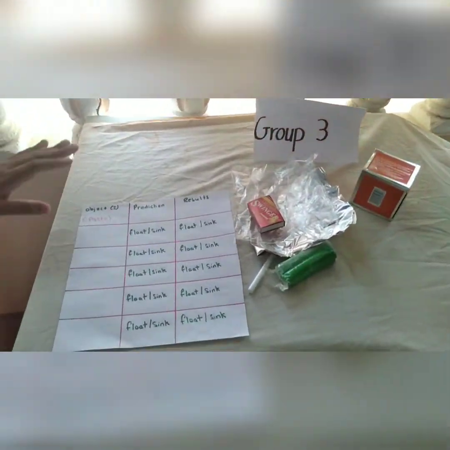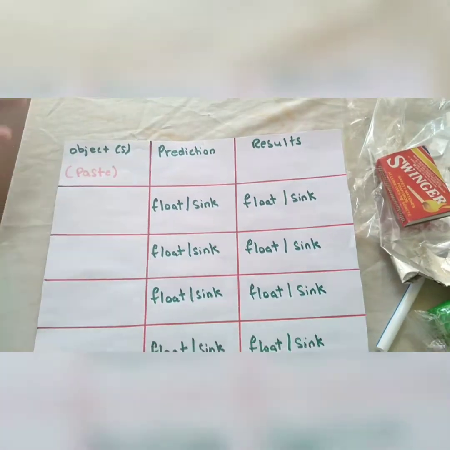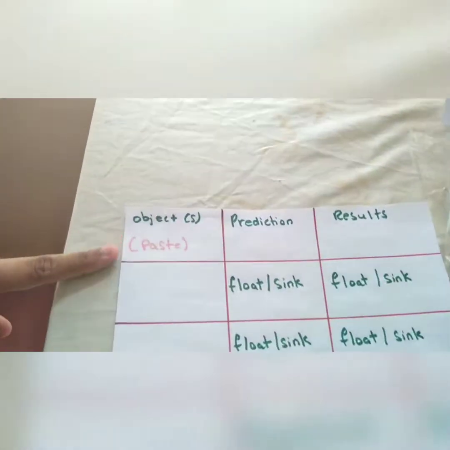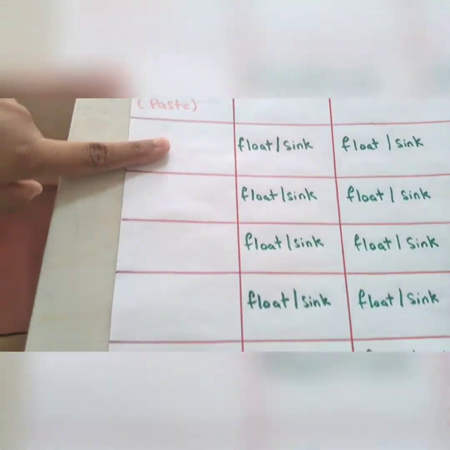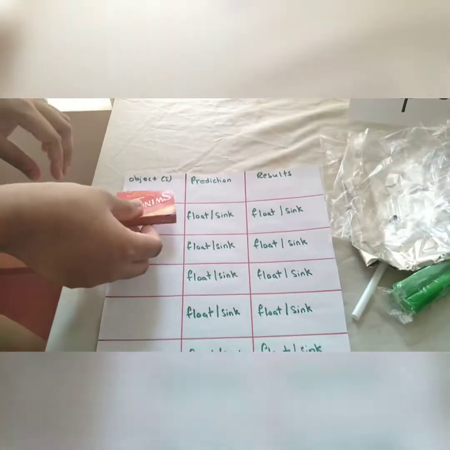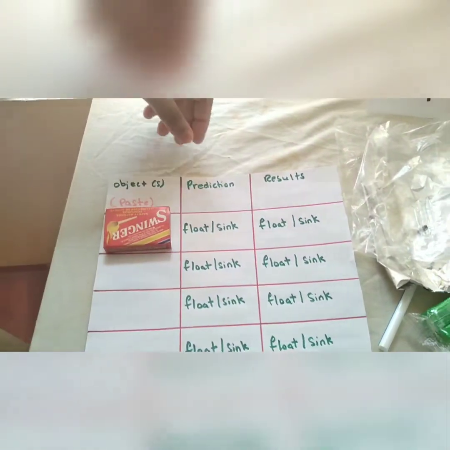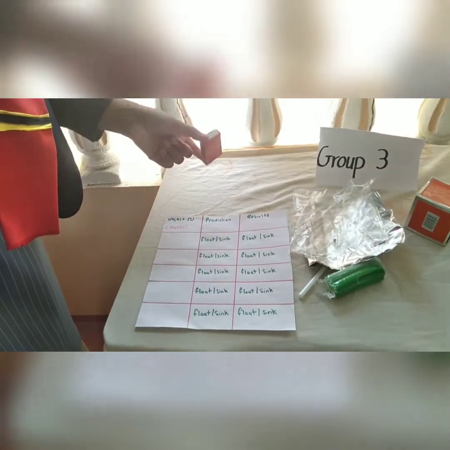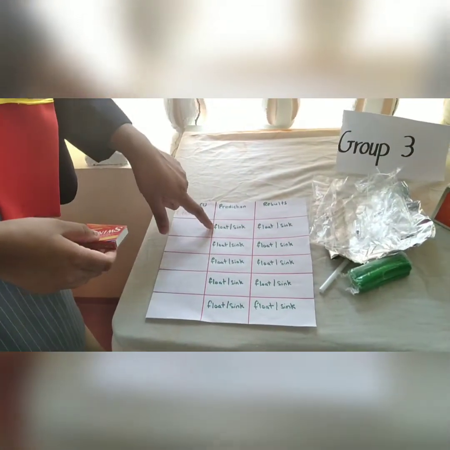Group 3, you are going to fill out your result sheet. Now here's what you are going to do. Where it says object, you have to paste your objects in these columns here. Let's say you use the matchbox. You're going to take the matchbox, paste it inside of the column, and then make a prediction. Do you think this matchbox will float or would it sink?